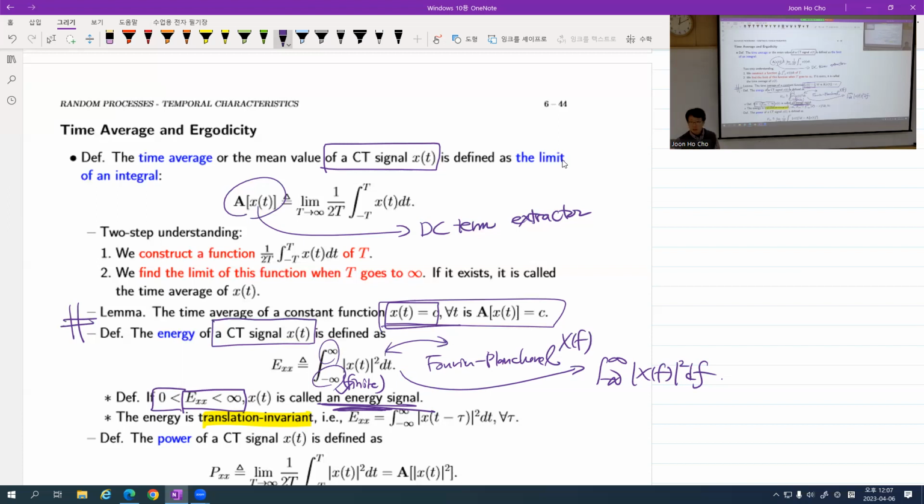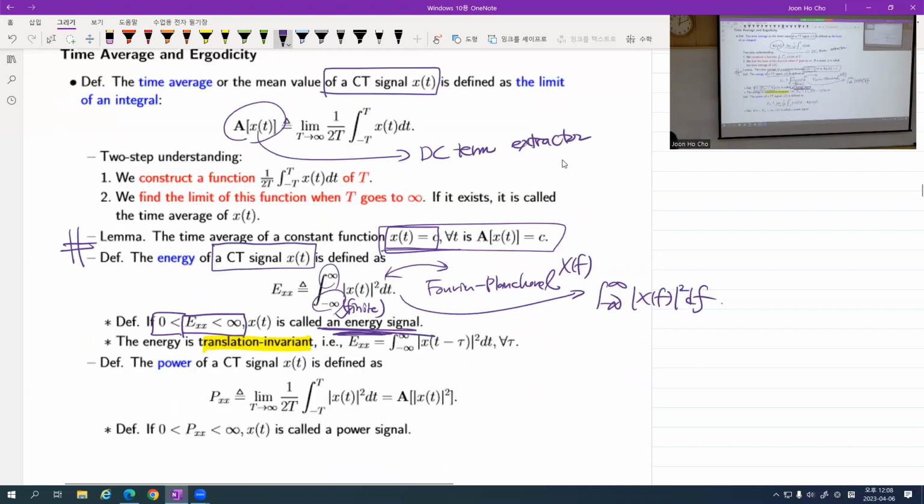However, what is the average power? If you compute the average power of the cosine function, what is that? 1/2, right? If you square it, then you have 1/2 plus 1/2 cosine 4 pi f t. Then you find the DC, you have 1/2, right? So it seems that we need a different definition than energy. That is power. Got it?